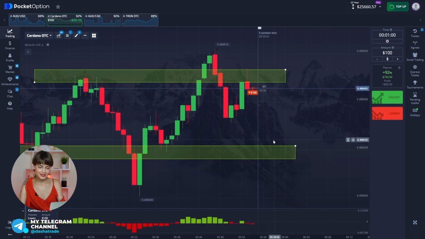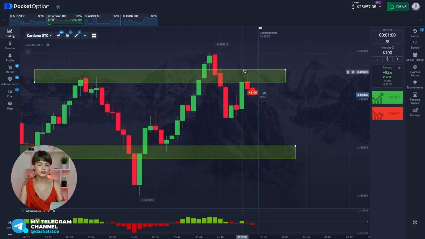So we enter the deal. We're slower as there was a big shadow. Sellers were not allowing the price to go higher, starting to sell. And let's open the deal and watch it.